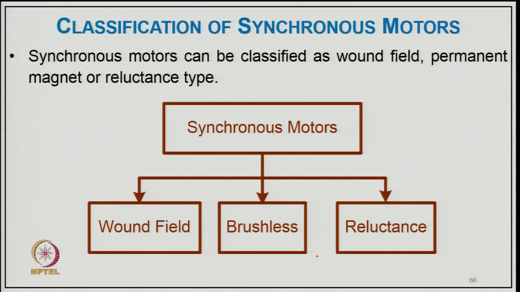So, we have a wound field, wound field means on the rotor we have a field winding, which can be of both kinds, like cylindrical pole and cylindrical. For low speed we use salient pole and for high speed we use cylindrical wound field. Then it can be brushless with the permanent excitation, and then we have a reluctance rotor, where we have only the salient pole.